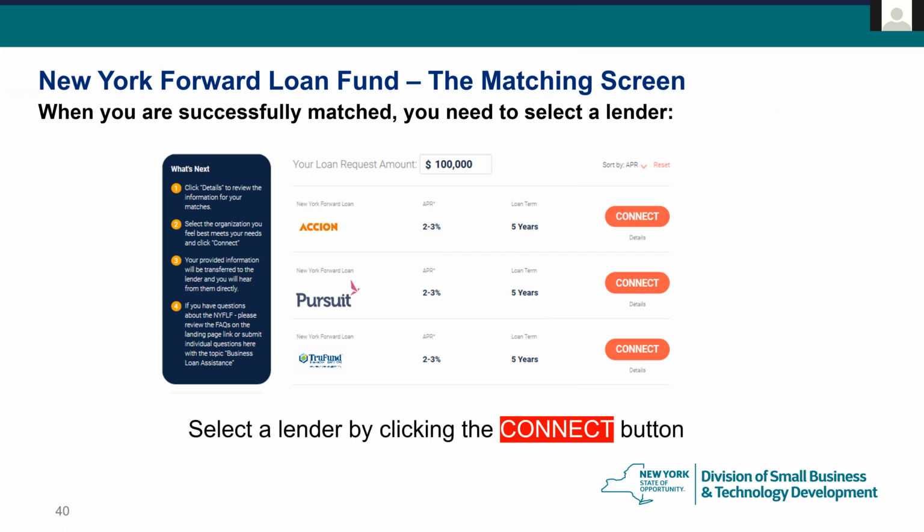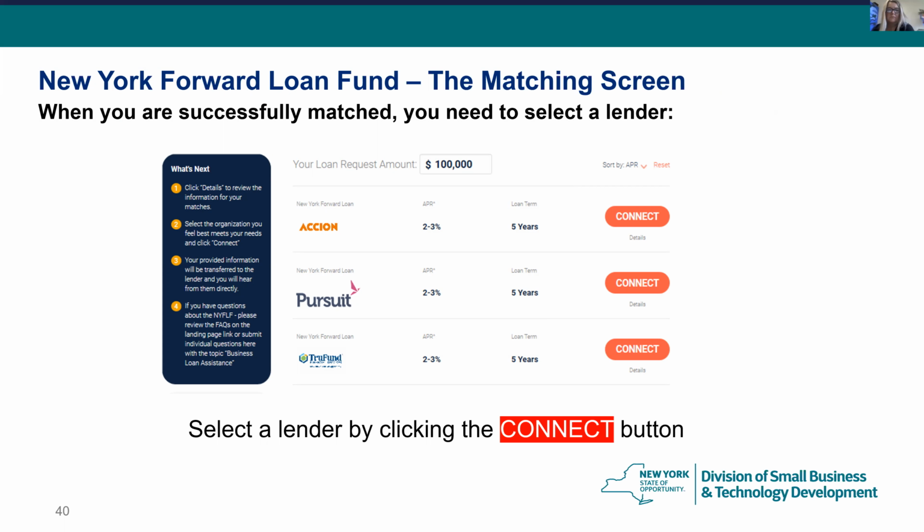And choose Connect. It's very important you click Connect. If you don't click Connect, your information is not going to go to the lender. So you may have gone through the entire process, gotten to the screen, think, oh, I matched, I'm good. Nope, you have to click Connect. There's one more step. Otherwise, the lender's never going to get this information.